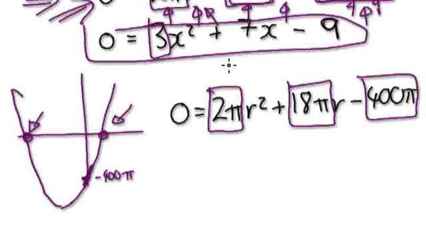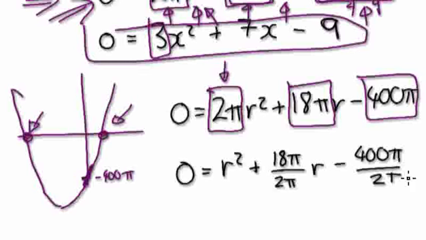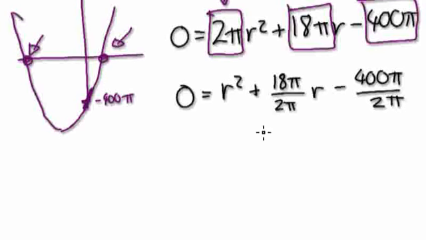We are only good at dealing with this when the coefficient of x squared, or r squared in this case, is 1. So let's divide both sides, divide everything by 2 pi. 0 divided by 2 pi will be 0. This here will be r squared. This will be 18 pi divided by 2 pi r, and then minus 400 pi divided by 2 pi, because we are dividing everything by 2 pi.